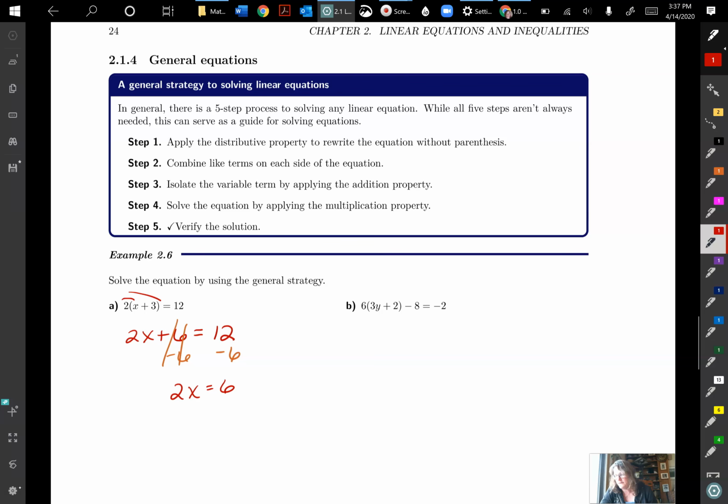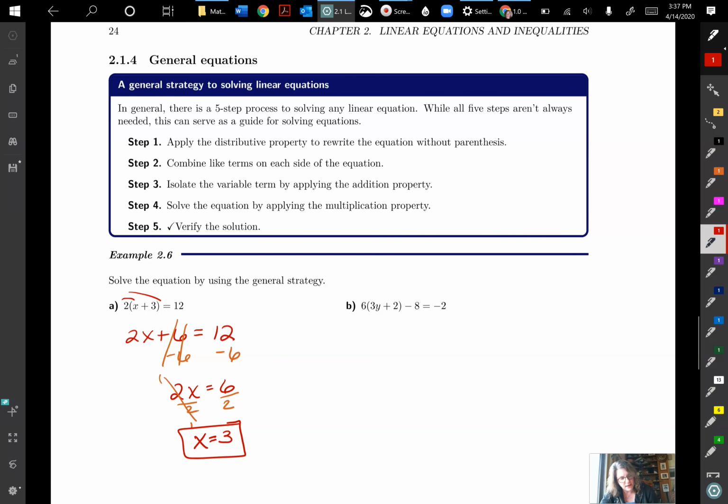You don't always have to write that out, but I'm going to go ahead and do that just for now. We want to start streamlining. X equals 6. Oops, sorry, x equals 3. There we go. And then check that back in. 3 plus 3 would be 6 times 2 is 12.